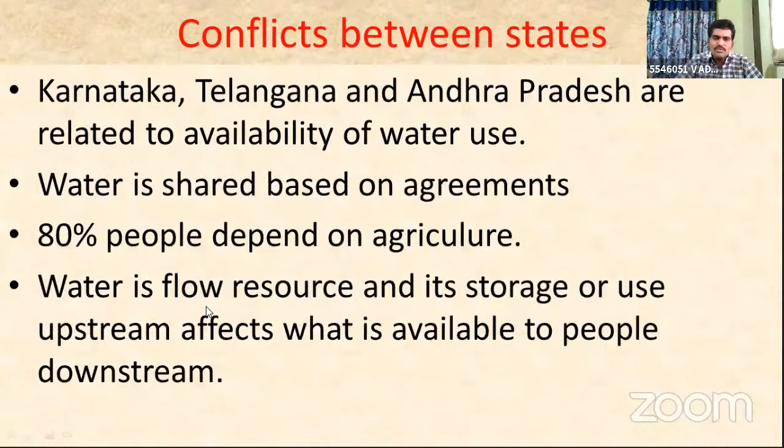Water is a flow resource. Already we have learnt that water is a flow resource. It can't stay in a place. So its storage or use upstream affects what is available to people downstream. In the upper side, upstream, the major catchment area is there in Karnataka. They can use more water than Telangana because the major catchment area is there. They are on the upside. First the water has to come from Karnataka to Telangana. That's why they are using more water than Telangana and Andhra.